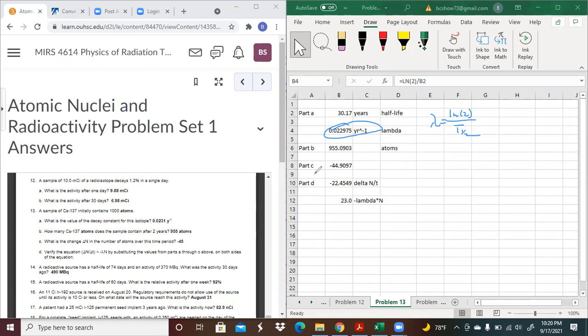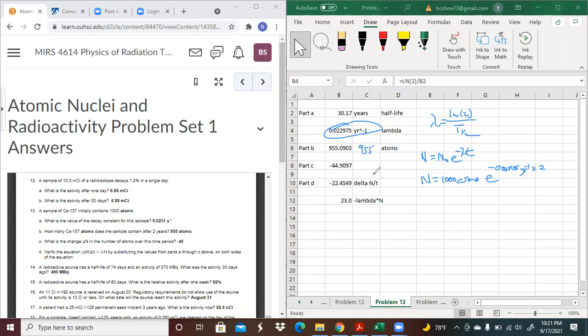How many does the sample contain after 2 years? So if I want to know what the number is, N equals N0 e to the minus lambda t, then I know that I start with 1,000 atoms, times e to the minus 0.022975 times 2. Evaluate that expression, and basically it truncates to 955.